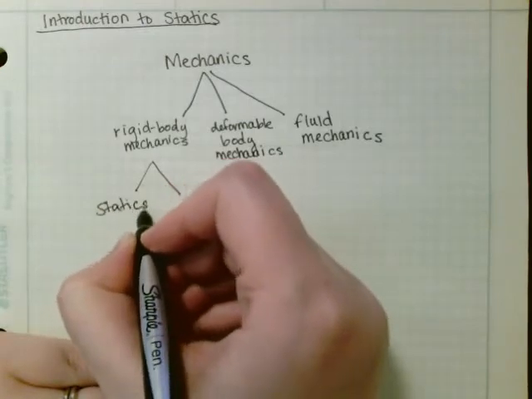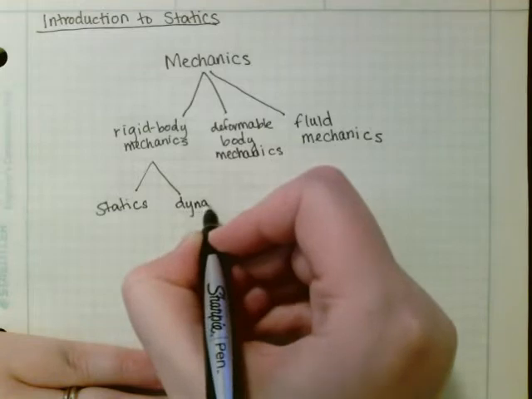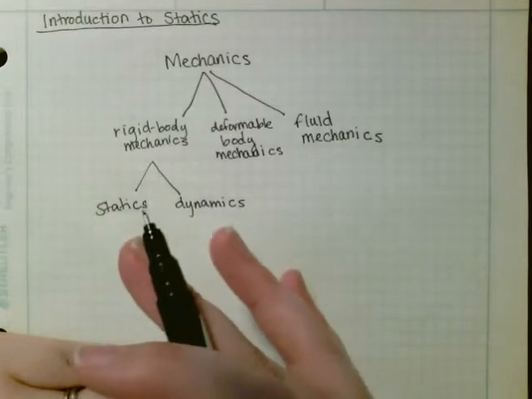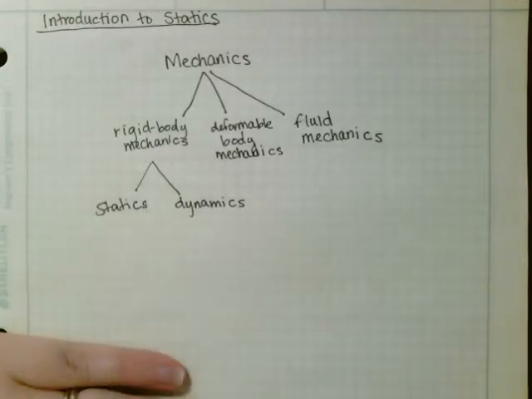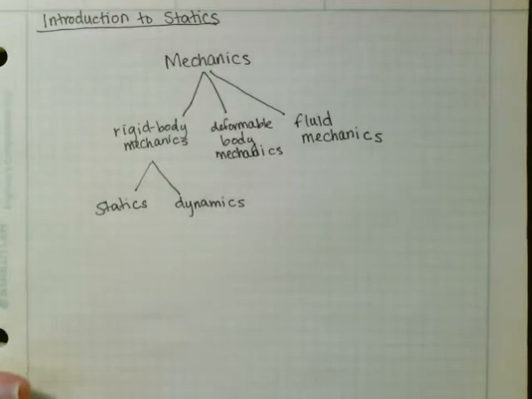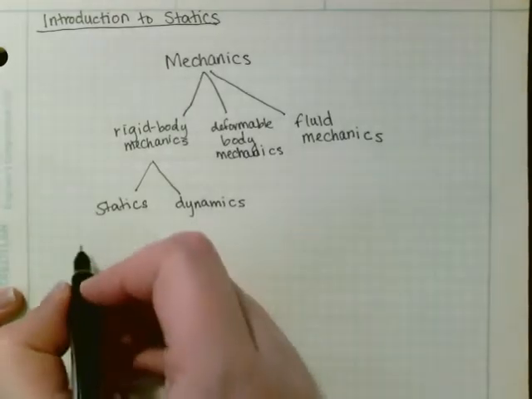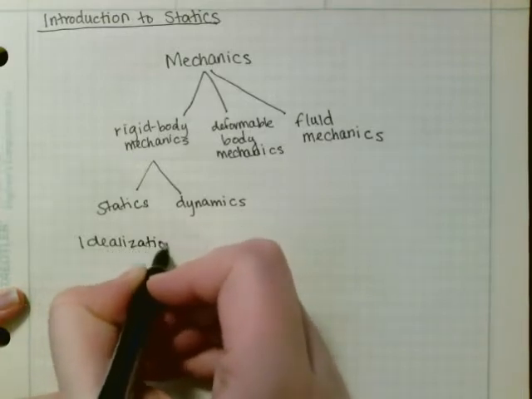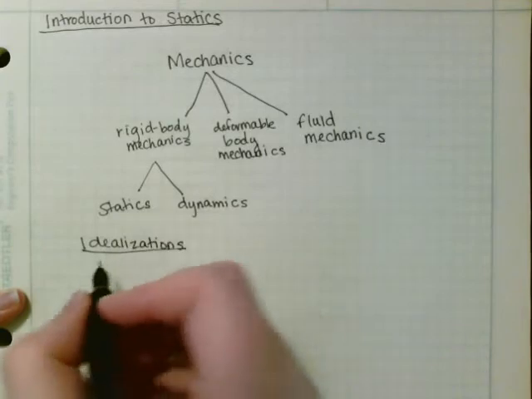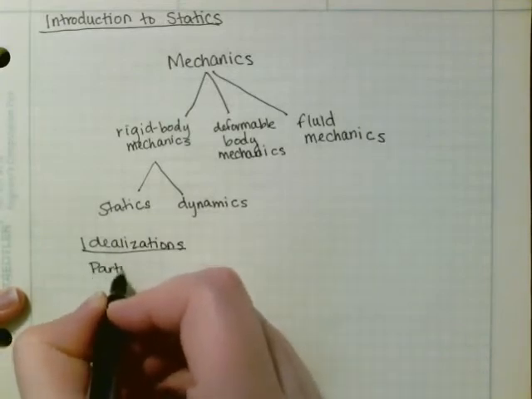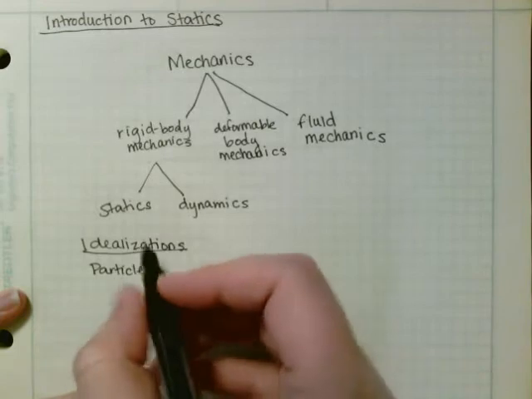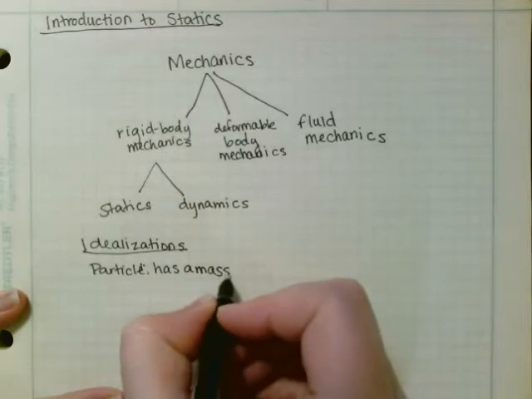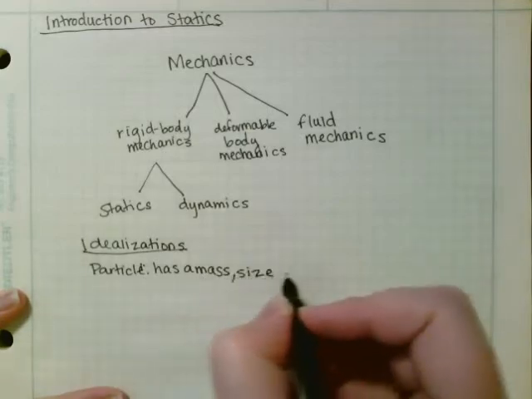So statics really means that your rigid body is not in motion, or a more generic definition is that the acceleration and the deceleration is zero, so it is not moving. So in statics, we use a few idealizations to make the problem simpler. We use a particle, which has a mass. However, the size can be neglected.